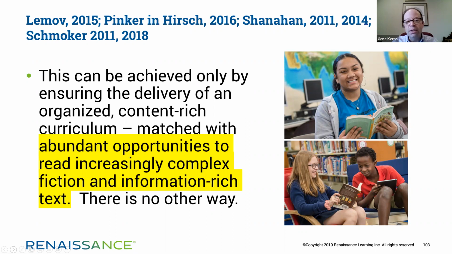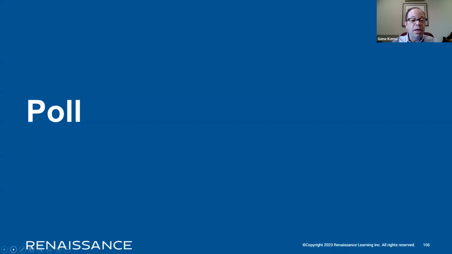And then Schmoker ends up with a very short sentence that just gets right to the point. There is no other way. If kids are not reading a lot, after they can mechanically read, there is no other way to get to a high level of literacy. And that is as simple and as complex as the answer can be.